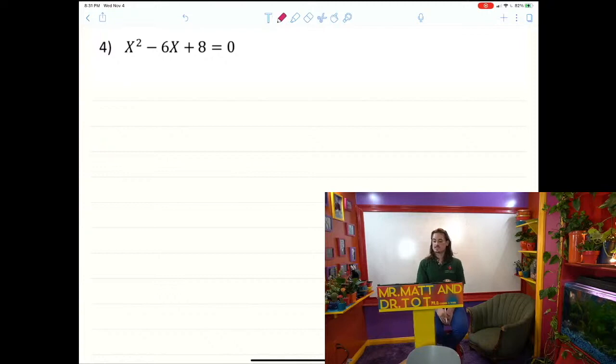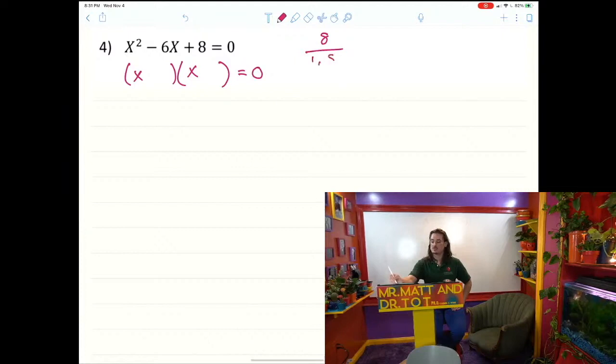Okay, so if x squared minus 6x plus 8 is equal to 0, then I'm going to write out my factor pair parentheses and assign x to be in the first position of each of the parentheses. And now I'm looking for two factors of 8 that add together to get negative 6, but multiply together to get positive 8. So the factors of 8 are 1 and 8, 2 and 4.